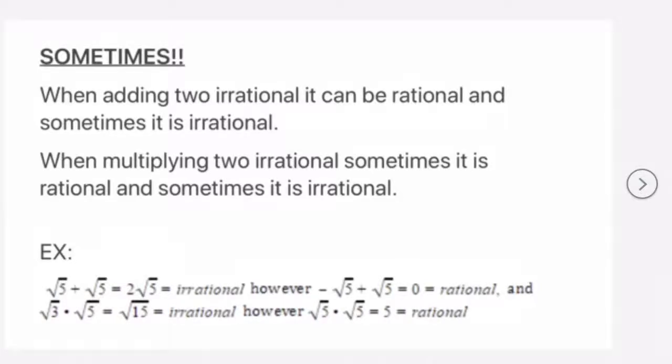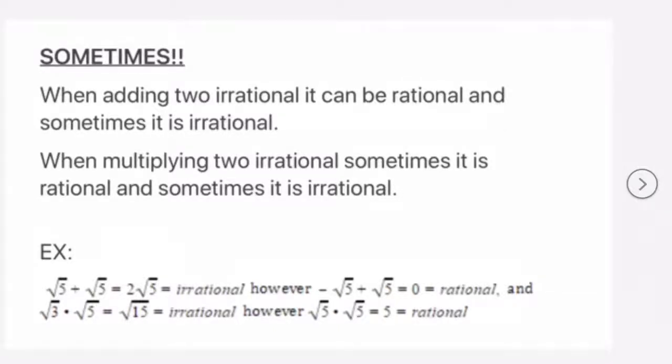Now, when you start to look at two irrational numbers, it can sometimes be a little bit tricky. These are what I call the sometimes rules. Sometimes when you are adding two irrational numbers, the answer is rational. And sometimes when you are adding two irrational numbers, the answer is irrational. So sometimes the answer can be rational and sometimes it can be irrational. It can be either or.